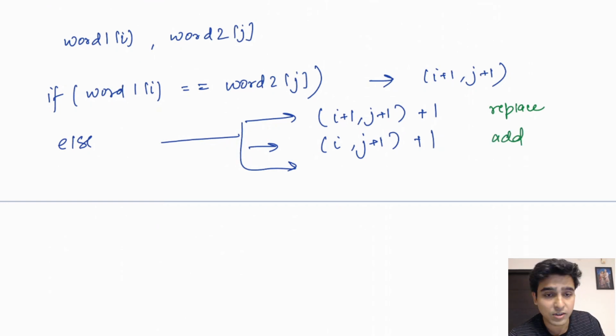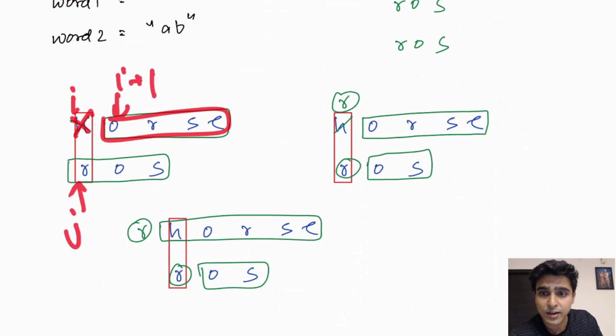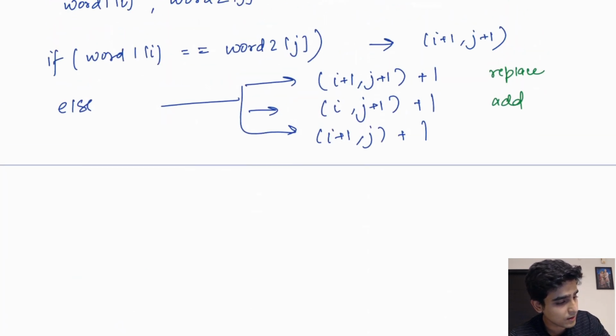Or the third option is when you delete. So you go to i plus 1 comma j. What is delete? In this case you are deleting. So now you are going to i plus 1. This was i, this becomes i plus 1. And the word2 is already at j, so this will not change. So this is the delete.